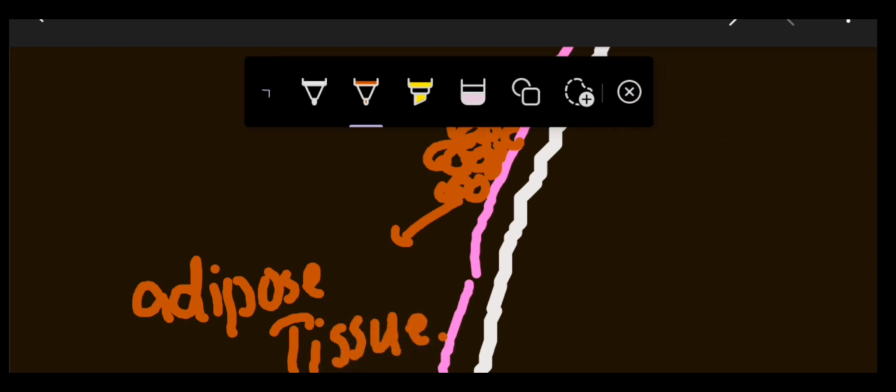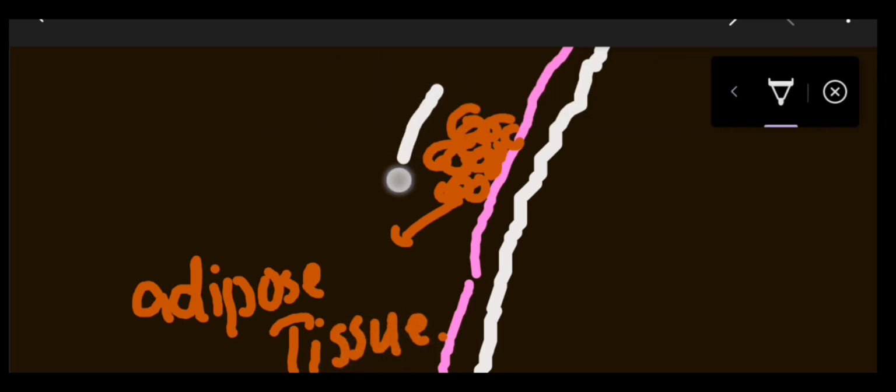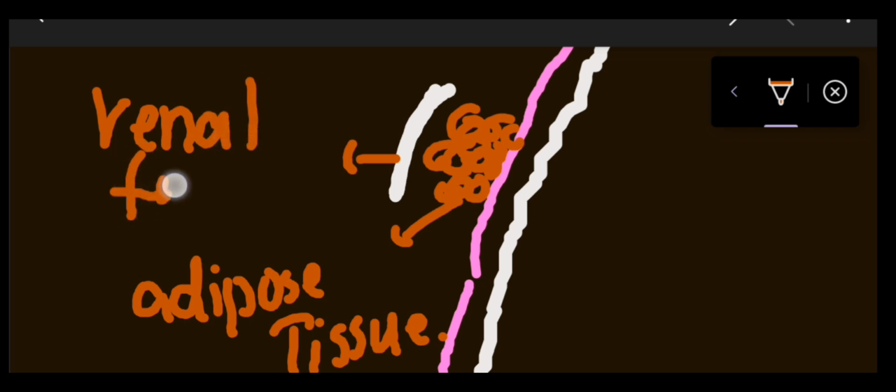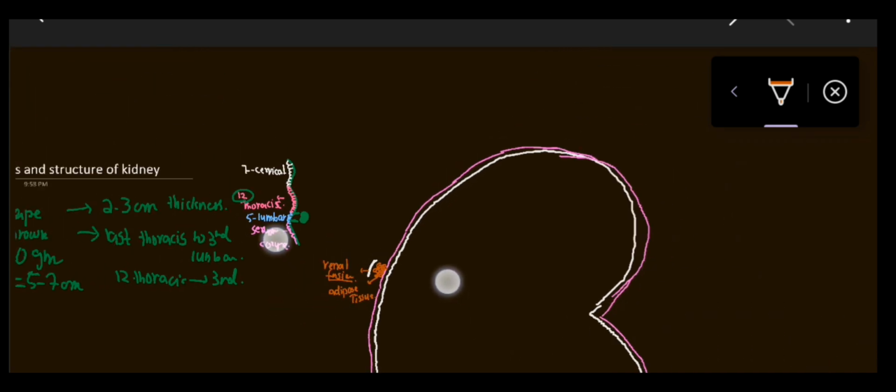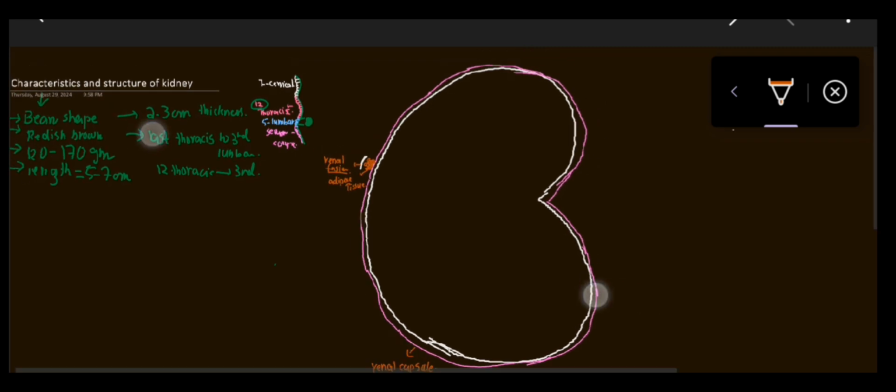Then after this adipose tissue, again one layer is present that is known as renal fascia. As I told you, the kidney is a retroperitoneal organ because it is not covered by the layer which is known as the body cavity. Okay, so this is the renal fascia.